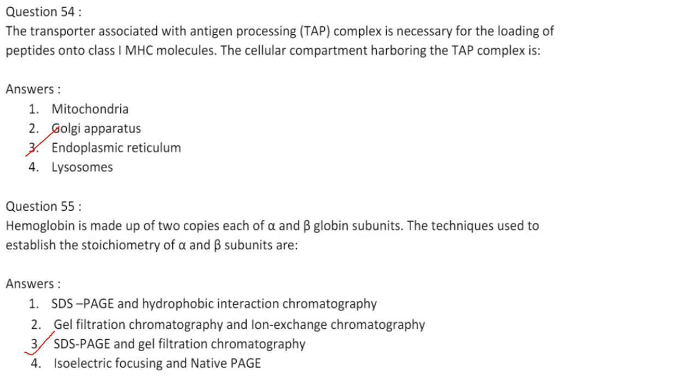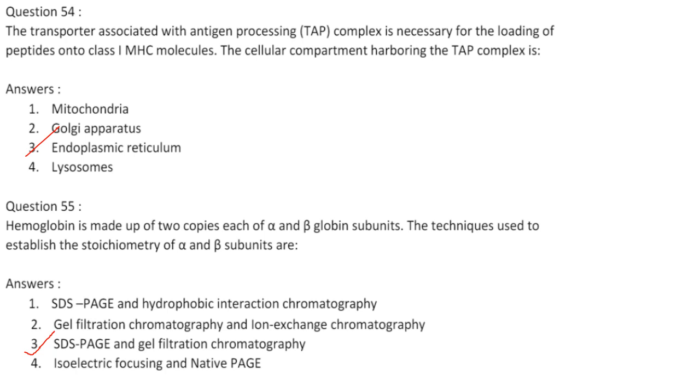Then, a transporter associated with antigen processing complex is necessary for the loading of peptide onto class 1 MHC molecule. The cellular compartment harboring the TAP complex is. So, TAP transports peptide from cytosol into the endoplasmic reticulum, thereby selecting peptides matching in length and sequence to respective MHC class 1 molecules. Upon loading on MHC class 1 molecule, the MHC class 1 peptide complex is then transported to the cell surface and presented to CD8 cytotoxic T cells.